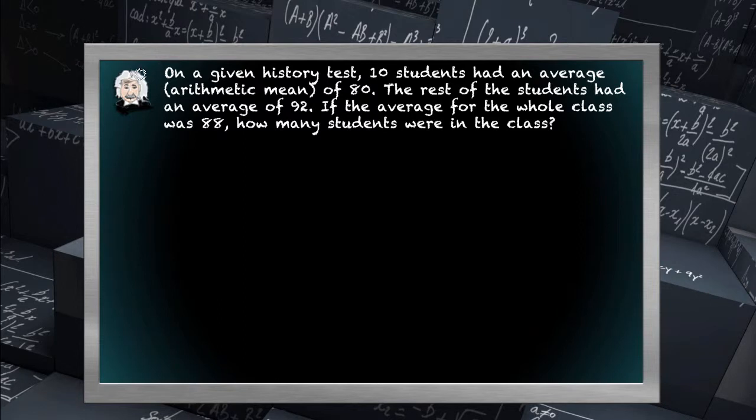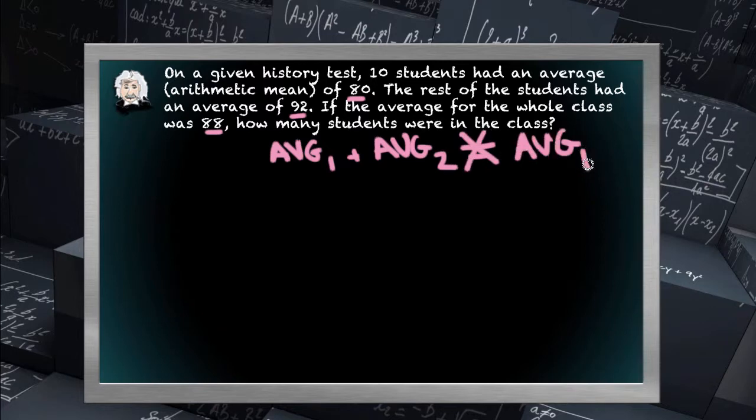We are given in this problem the average of one group of students, 80, the average of the other group of students, 92, and told the total average is 88. Unfortunately, you have to recognize you can't just add the average of one group to the average of the other group to get the total average. The averages do not add. So average of group 1 plus average of group 2 does not equal the average of the total, because the average depends on the number of students as well.